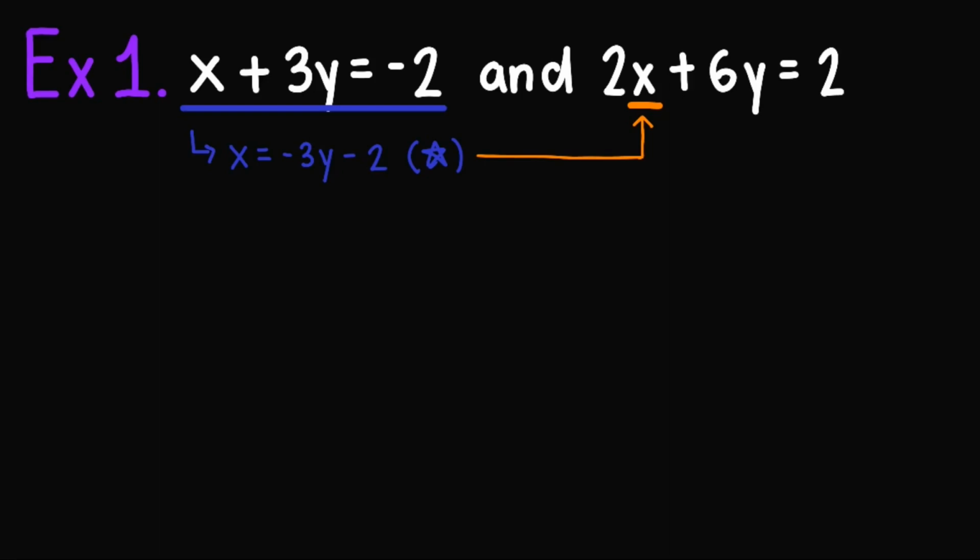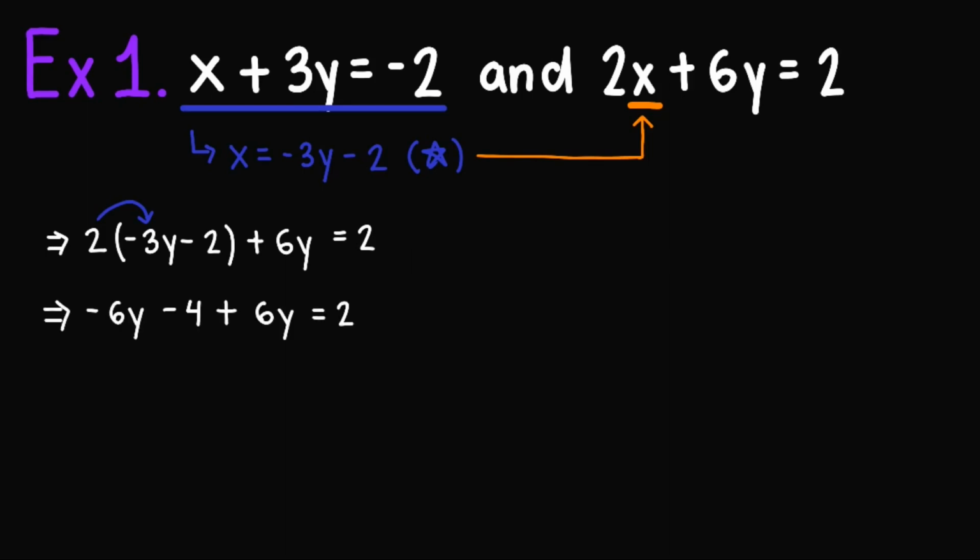So we plug in this x out here to obtain 2 times (negative 3y minus 2) plus 6y equals 2. We then solve for y out here. So starting with distributing 2, we'll obtain negative 6y minus 4 plus 6y equals 2. Since we have negative 6y and 6y, we can cancel that one out, and we'll be left with negative 4 equals 2.